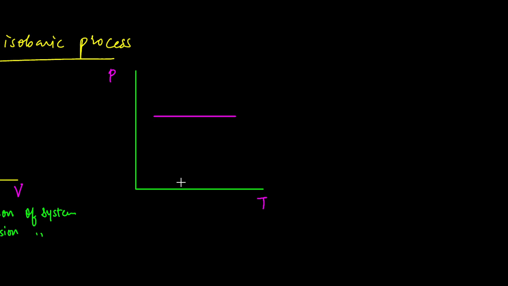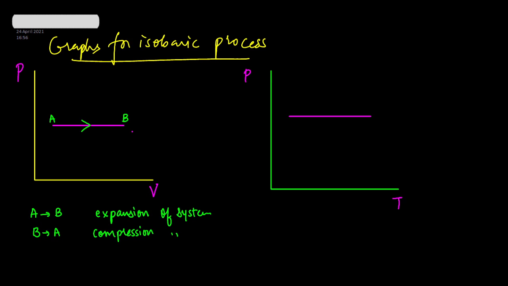Okay, pressure versus temperature graph. Now this is where I want you to be careful. If volume will increase, then temperature will also increase. I hope you realize that. Absolutely clear? I am saying that because pressure is constant. Okay, we know pressure is constant. So if temperature will increase, only then volume will increase.